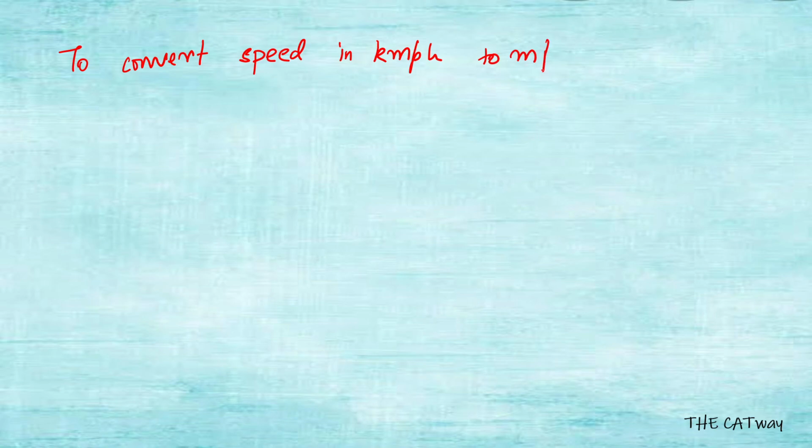A few more points are left. Let's cover them. Let's talk about conversion. To convert speed in kmph, that is kilometer per hour, to meter per second, multiply by 5 by 18. Okay, so let's take an example here. If the speed is given in kilometer per hour and you have to convert it into meter per second, then you will multiply by 5 by 18.